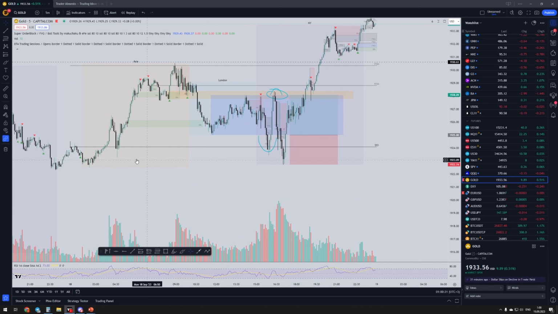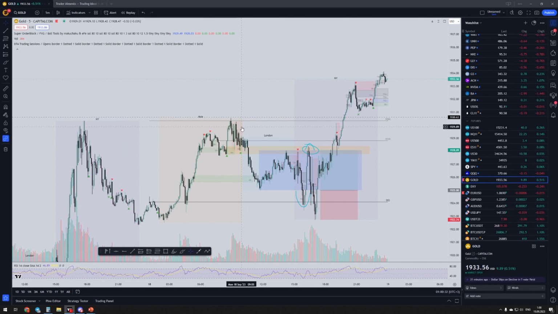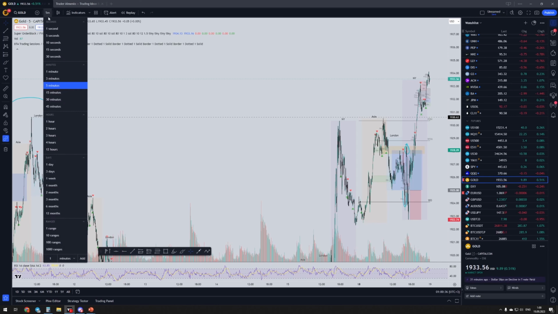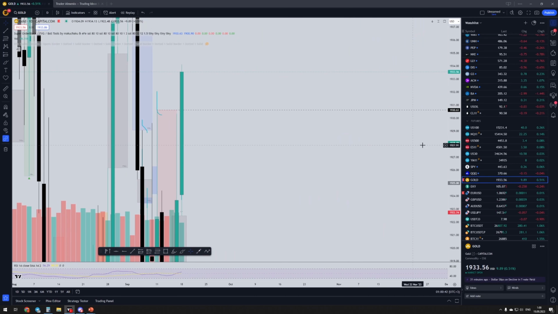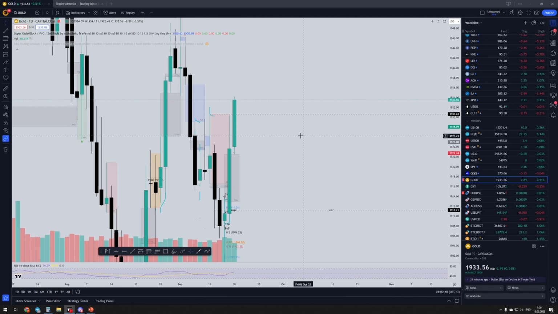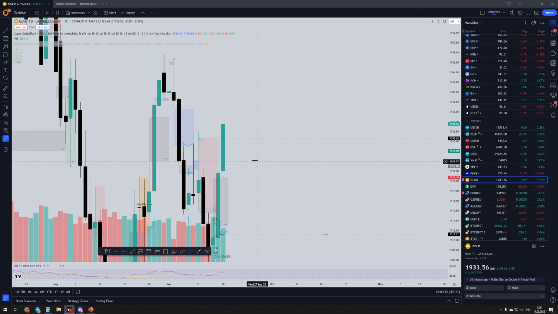So with these wicks, we just took all liquidity, as you can see, all this internal liquidity. So the next target will be another internal liquidity, and this is what has been taken. If I'm not mistaken, we also took daily. Yeah, we took previous weekly high with this specific candle.